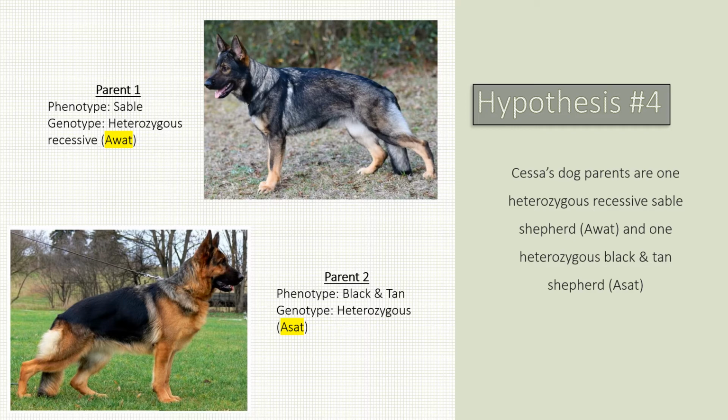So for hypothesis number 4, let's try our dog parents being one heterozygous recessive sable shepherd. That's going to be our genotype of capital AW, lowercase AT, and one heterozygous black and tan shepherd. It's going to be capital AS, lowercase AT.